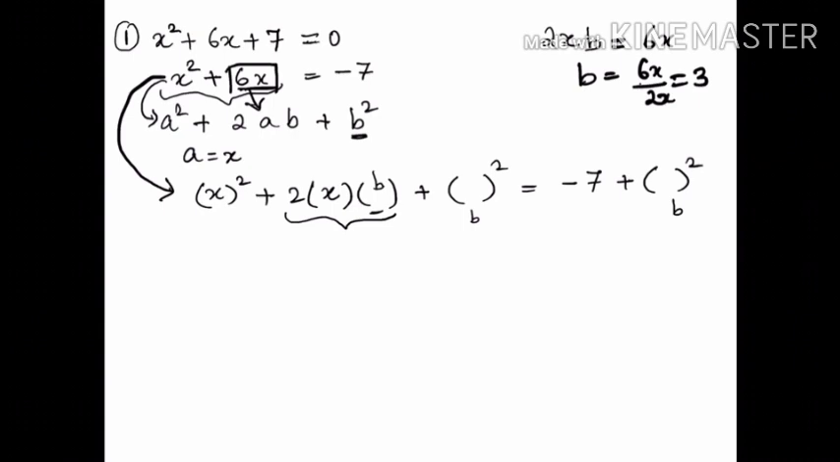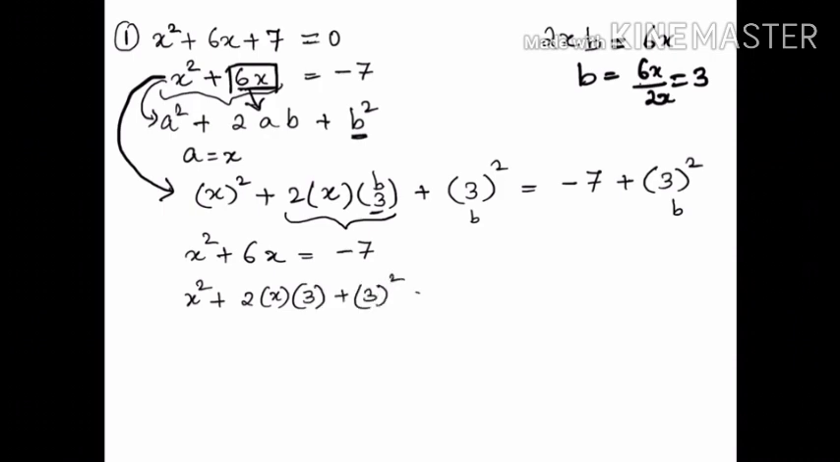So b is 3. So everywhere we can write 3 in the remaining brackets. So now we have written x square plus 6x equal to minus 7 as x square plus 2 into x into 3 plus 3 square equal to minus 7 plus 3 square. So this is the extra term that we have added, and 2 times x times 3 is 6x.